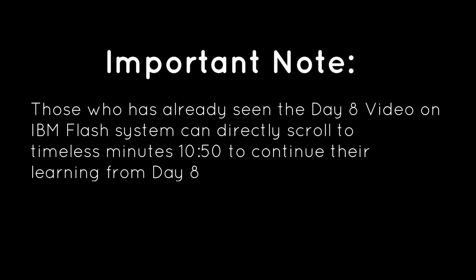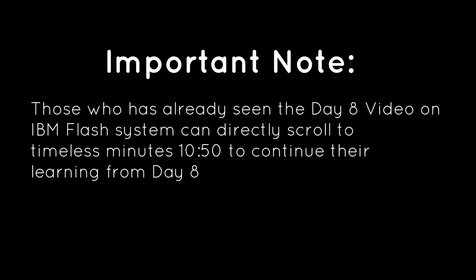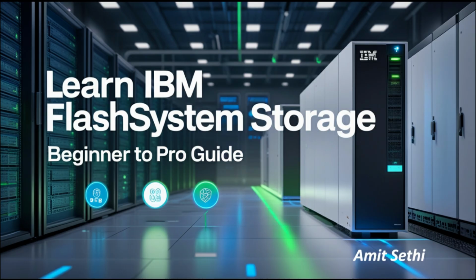Those who have already seen the Day 8 video can scroll to the timeline minute 11 to continue their video from Day 8. Today in this video we are talking about managing the external storage resources connected behind IBM FlashSystem Storage via Fibre Channel and logically via SAN zoning using the physical WWPNs. We are going to use the IBM legacy FAStT storage system DS3500, with the DS Storage Manager, as a backend storage to the FlashSystem with a single IO group that has 2 node canisters.